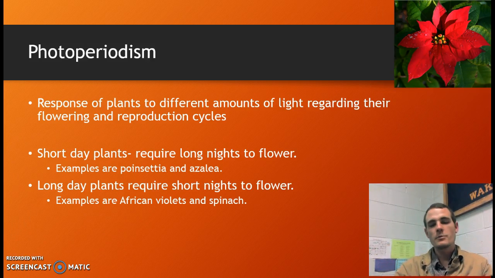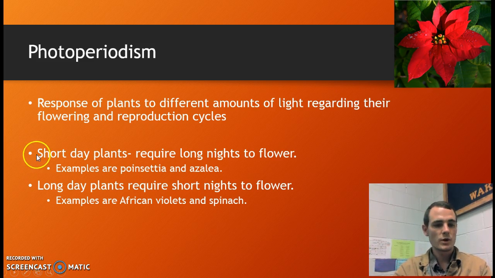Photoperiodism. Photoperiodism, if you break down that word, is the response to light in relationship to time. So photo meaning light, periodism referring to the time aspect. So it is a response of plants to different amounts of light regarding their flowering and reproduction cycles. So different plants, not all plants, but many plants will flower depending on how long the days are or how short the days are, and they respond differently to light.